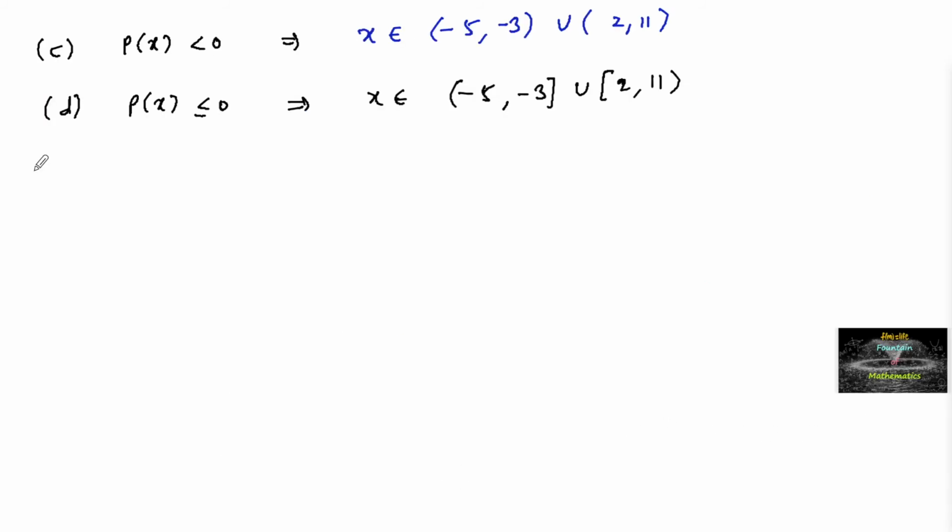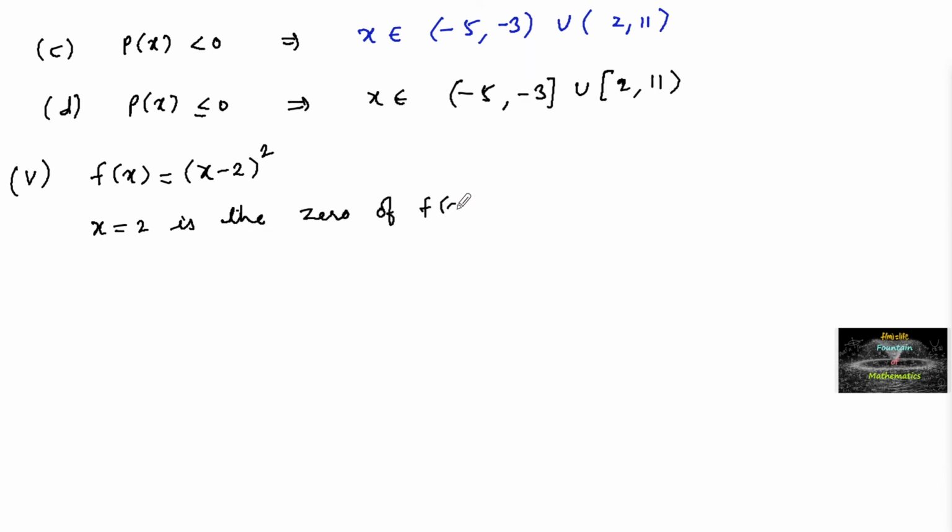Let's see another example. Let's take the fifth one. Let us consider the even powers. F of x is equal to x minus 2 whole square. So we can say very clearly x minus 2 whole square is always positive and it can be equal to 0 for x equal to 2. So x equal to 2 is the zero of f of x, and it is a double root, we say, since the power is even.